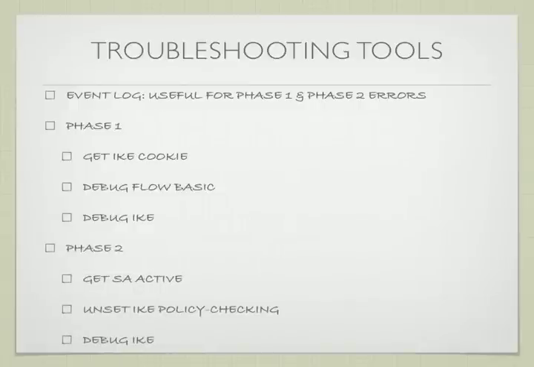In phase 2, get SA active, as we showed earlier, will show whether or not the database has created an entry. You can unset the IKE policy checking so that it won't be as strict in its checking of the details on both sides, and you can use the debug IKE command here as well to take a look at the negotiation commands that are going back and forth between the two gateways.